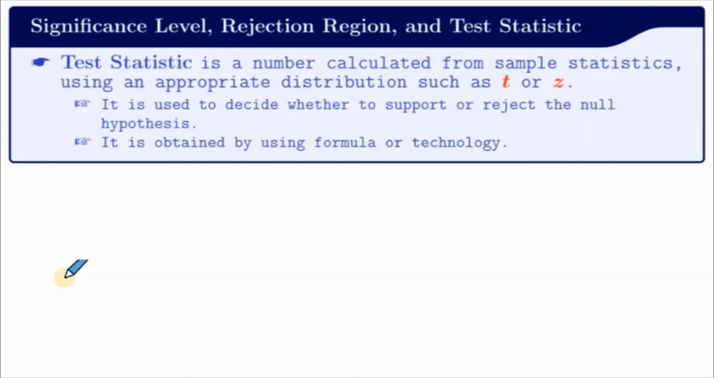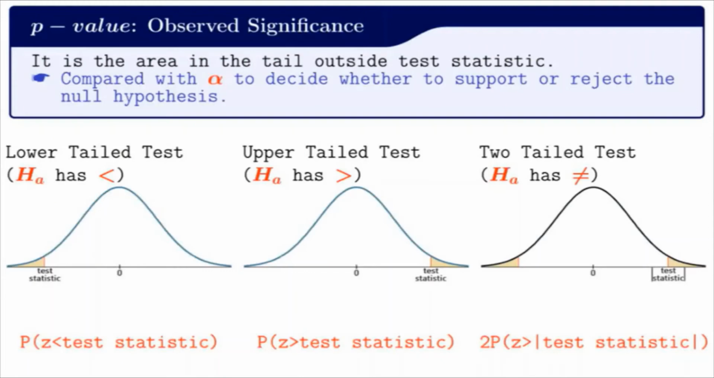Now let's define test statistic. It is a number calculated from sample statistics using an appropriate distribution such as z or t. So test statistic is used to decide whether to support or reject the null hypothesis, and it is obtained by using a formula or technology. We will talk about test statistic in detail in my other videos in this series. Here we will look at p-value or observed significance.